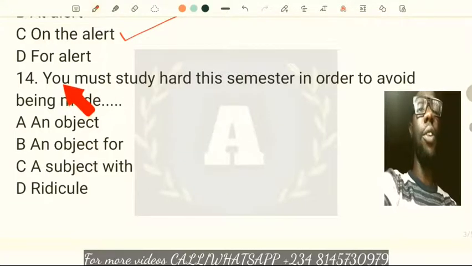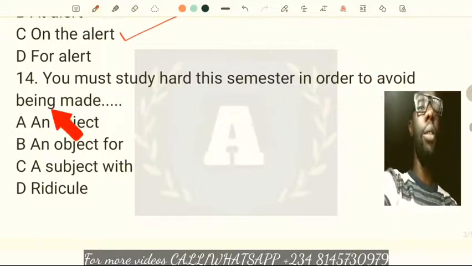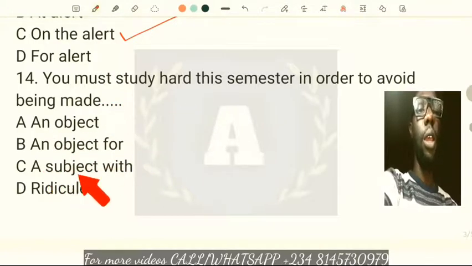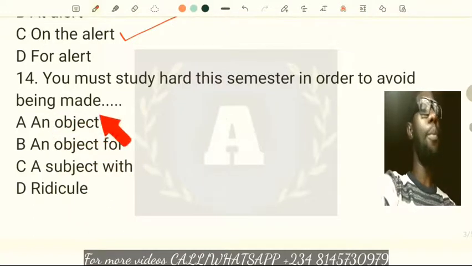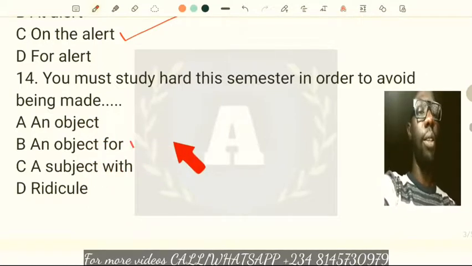Now, the next question here says you must study hard this semester in order to avoid being made dash: an object for a subject with ridicule. So in order to avoid being made an object for, all right, so it won't be a scapegoat.